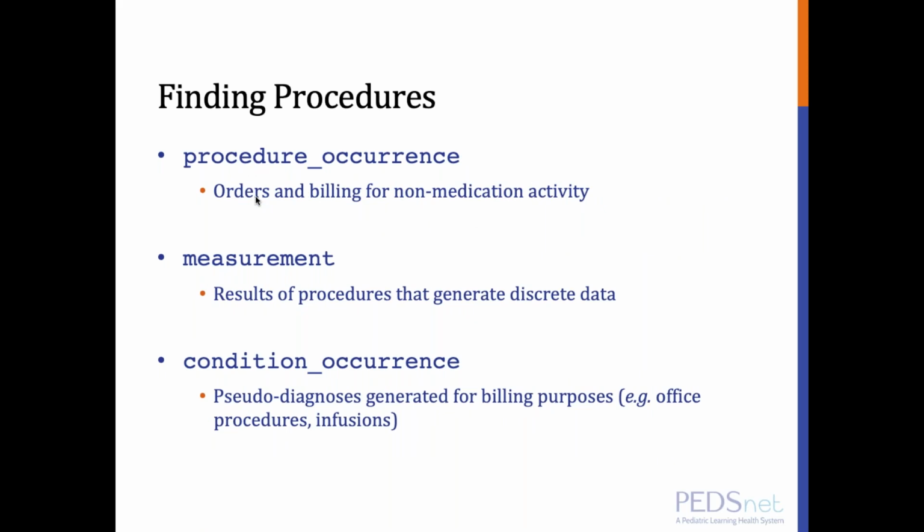The procedure table can also spill over into other tables. Like I said, there are completed orders in the procedure occurrence table, but if a procedure is something like a lab test, then the result of that test is going to be found in the measurement table. Another example is something like an infusion, which is a bit of a pseudo-diagnosis, will actually show up in the condition occurrence table. So if you're looking at something that you know is going to span one of these areas, then you're probably going to have to investigate these additional tables in order to get all the actual procedures you're after.